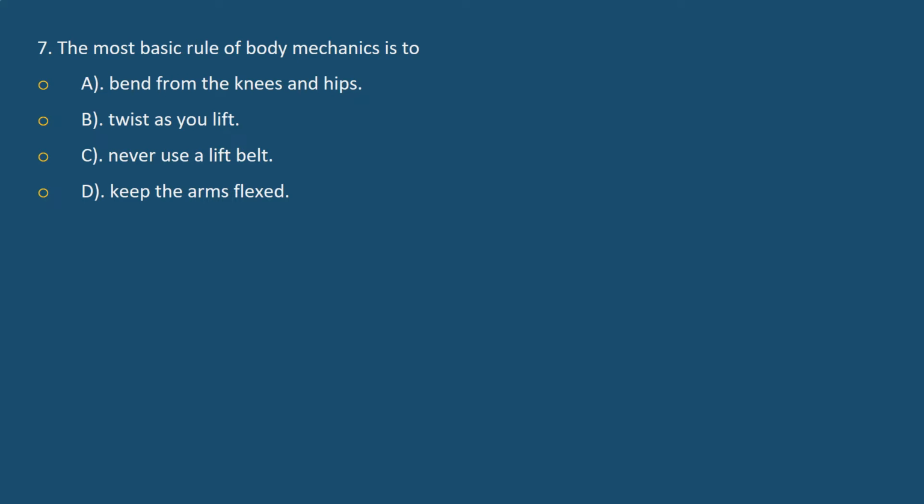Question 7. The most basic rule of body mechanics is to A. Bend from the knees and hips. B. Twist as you lift. C. Never use a lift belt. D. Keep the arms flexed.